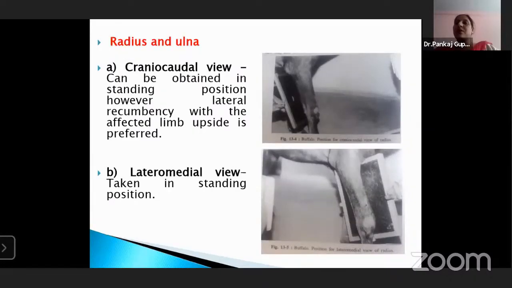For craniocaudal view, the cassette is placed on the caudal aspect and the X-rays are focused from the cranial aspect of the bone. For lateromedial view, the cassette is placed on the medial aspect and X-rays are focused from the lateral aspect of radius and ulna. For the radiography of radius and ulna, we must take a large sized cassette and X-ray film so that we can include the elbow joint as well as the carpal joint.